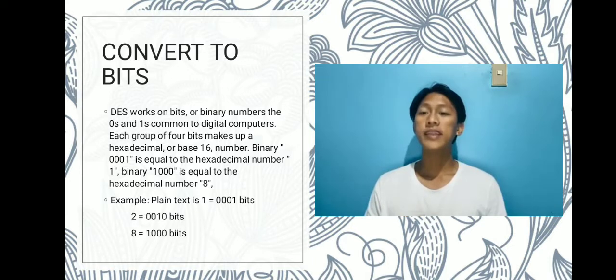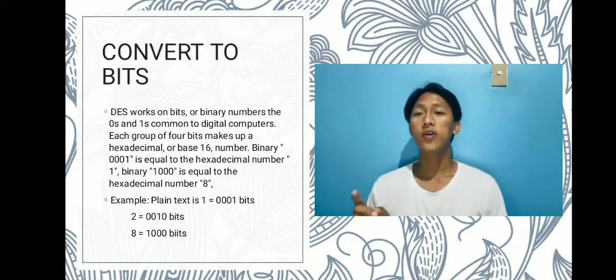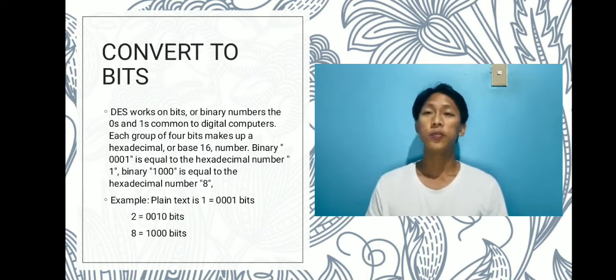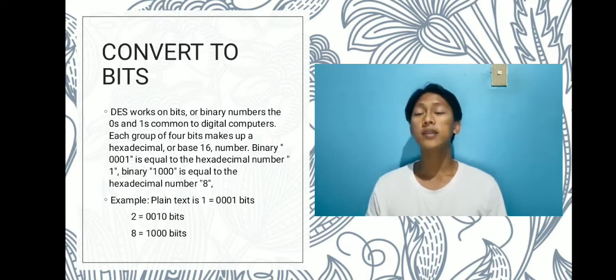Example number 1. Plain text is 1. If we convert it into bits, it will become 0001. Next one, if the plain text is 2, if we convert it into bits, it will become 0010. And so on and so forth until we get to plain text number 8. If we convert it into bits, it will become 1000.